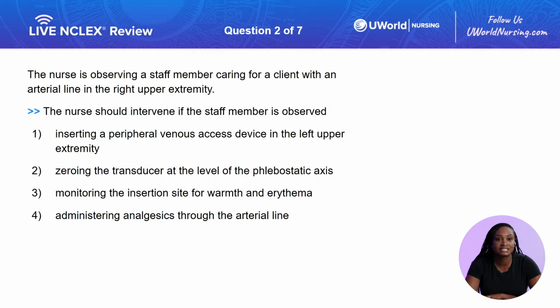Question number 2, the nurse is observing a staff member caring for a client with an arterial line in the right upper extremity. The nurse should intervene if the staff member is observed doing what? Option 1, inserting a peripheral venous access device in the left upper extremity. Option 2, zeroing the transducer at the level of phlebostatic axis. Option 3, monitoring the insertion site for warmth and erythema. Or option 4, administering analgesics through the arterial line. Let me know what you guys think on this question.